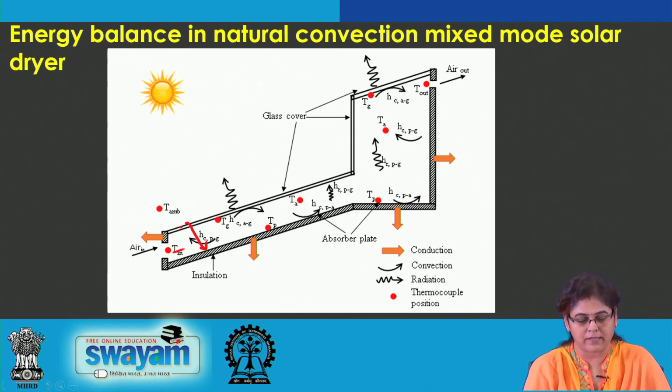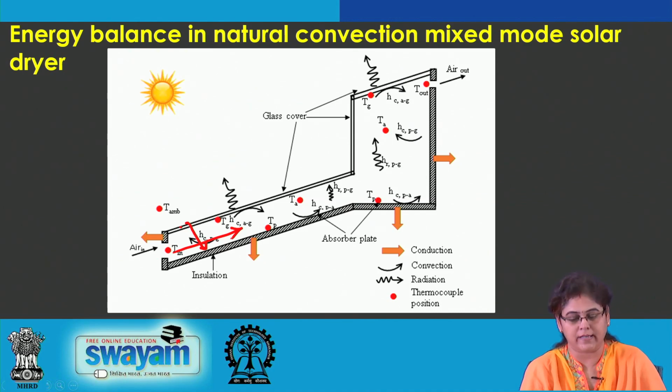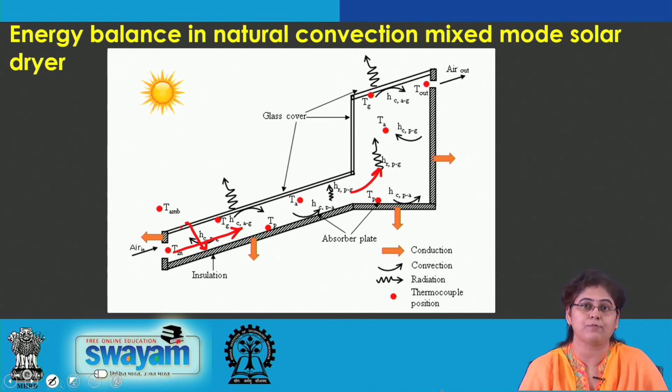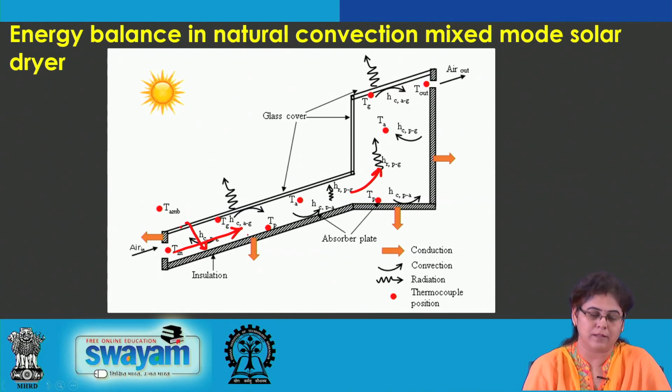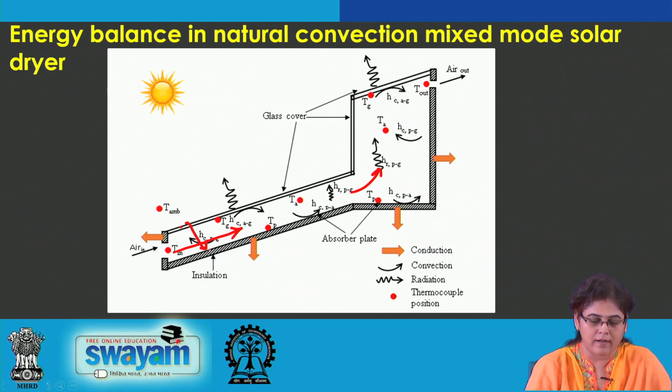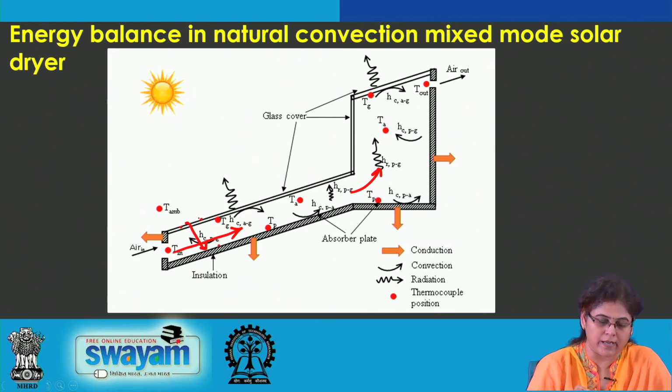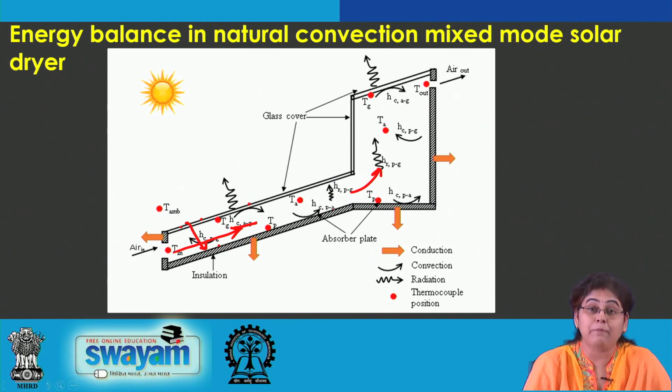So, when the air passes over the absorber plate, the air is heated up and hot air enters the drying chamber. The different types of heat transfer mechanisms involved in the collector part are HCPG, that is convective heat transfer from the absorber plate to the glass cover, HCAG, convective heat transfer from the air to the glass cover, and HCPA, that is the convective heat transfer coefficient from the plate to the moving air.